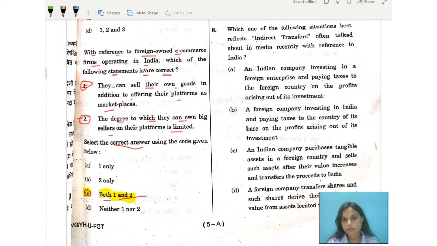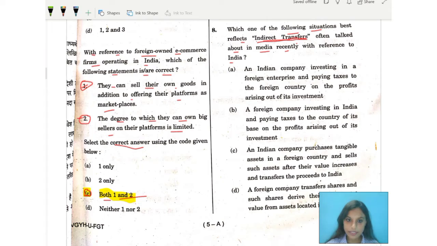Yes, we need to choose which of the following situations best reflects the indirect transfers often talked about in media recently with reference to India. So we need to discuss which is that situation that reflects the indirect transfers. Let us go through the statements which are given, but before that, let me tell you what indirect transfers are.